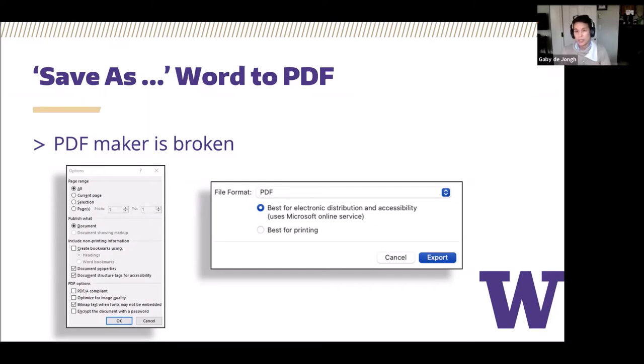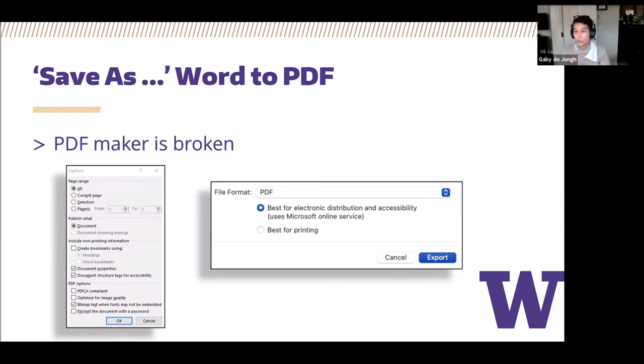Now, Adobe has since fixed those errors, but PDF Maker is still broken and never really worked very well to begin with. So if you see an Acrobat tab in either Word or PowerPoint, do not use that as an option to convert your document to a PDF, as it will not create an accessible PDF. The mapping of content in Word to tags and PDF isn't accurate, and using this method will result in inaccurate semantic tags. Instead, use the Save As feature from Microsoft's File menu.